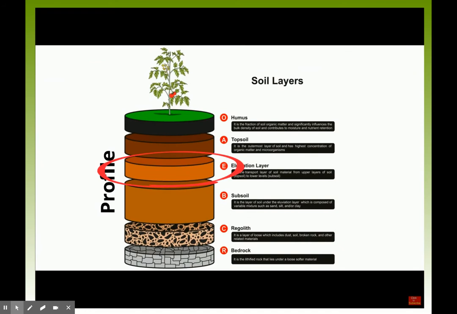E is also called the eluviated layer. As water moves down the soil, substances are removed and pulled out in this layer, resulting in a concentration of sand and silt particles. This layer may be missing in some soils.